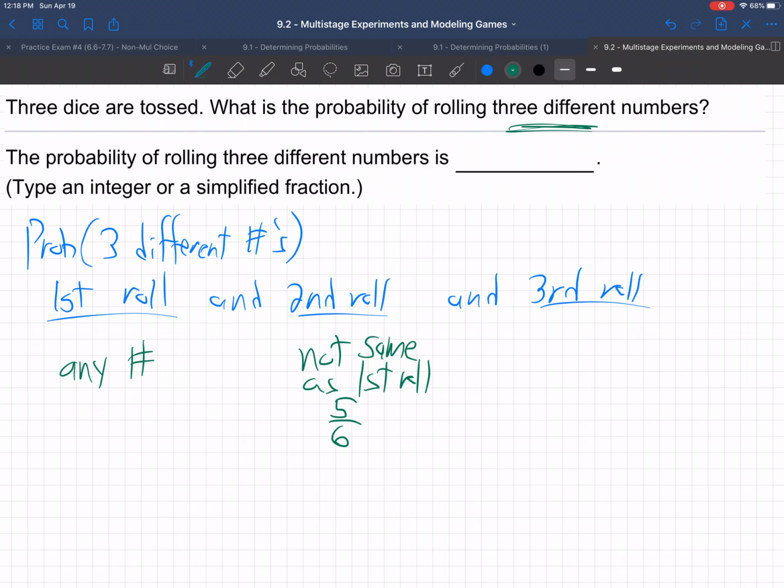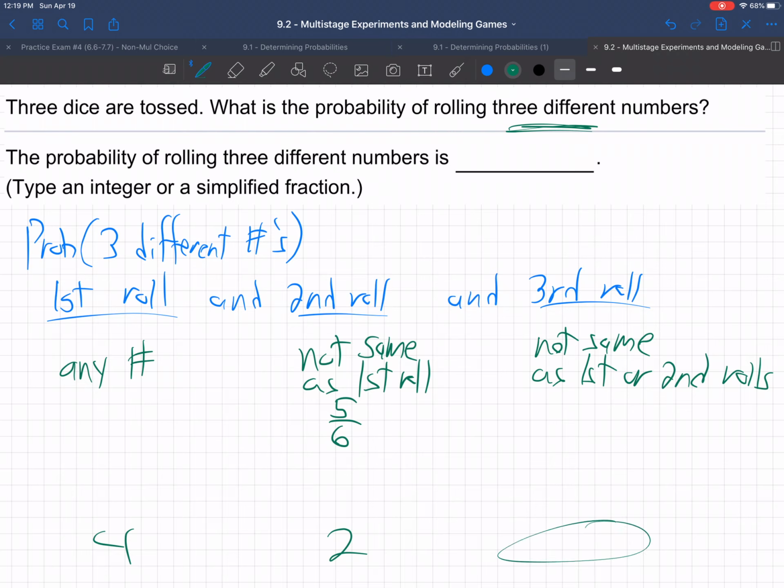And then on the third roll, you want to get not the same as the first or second rolls. What's the chance on the third roll that you get a number not the same as the first and second number? Like what if you got a 4, the second time you got a 2? What's the chance on the third roll that you get a number that's not the same as the first two? Well, it would be 4 out of 6, wouldn't it? Because there's 4 other numbers that are not the same as the numbers you got the first 2 times.